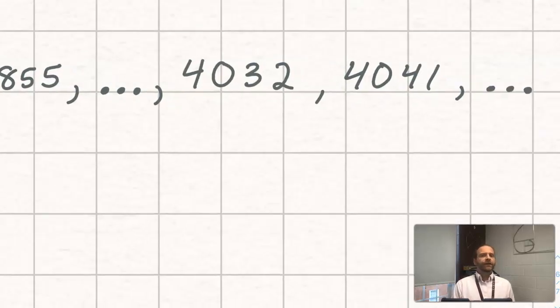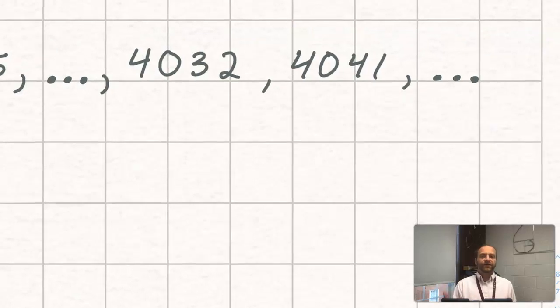And then you go bigger and bigger and bigger. 4,032. Well, 4 plus 0 plus 3 plus 2 is going to be the number 9. 9 is divisible by 9, in case you're wondering. So therefore, 9 is a factor of 4,032. 4,032 is divisible by 9.